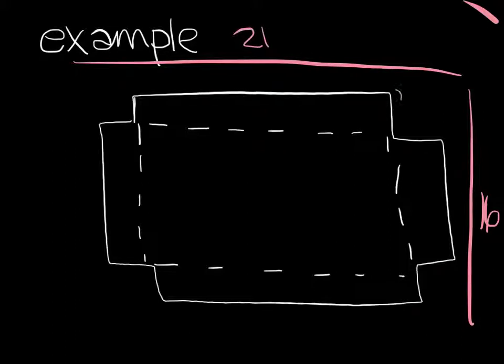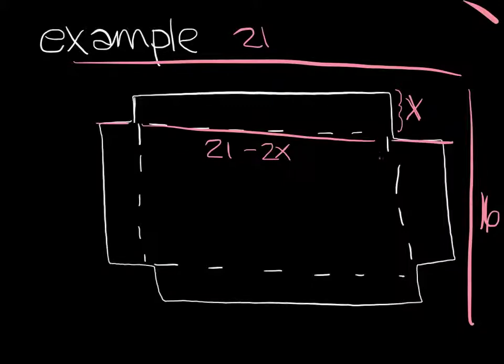These little squares are x. So this is our sketch and these are our variables. To decide the volume, we see that this length is going to be 21 minus 2x, because there's an x here being cut off and an x here. Likewise, this length is going to be 16 minus 2x.